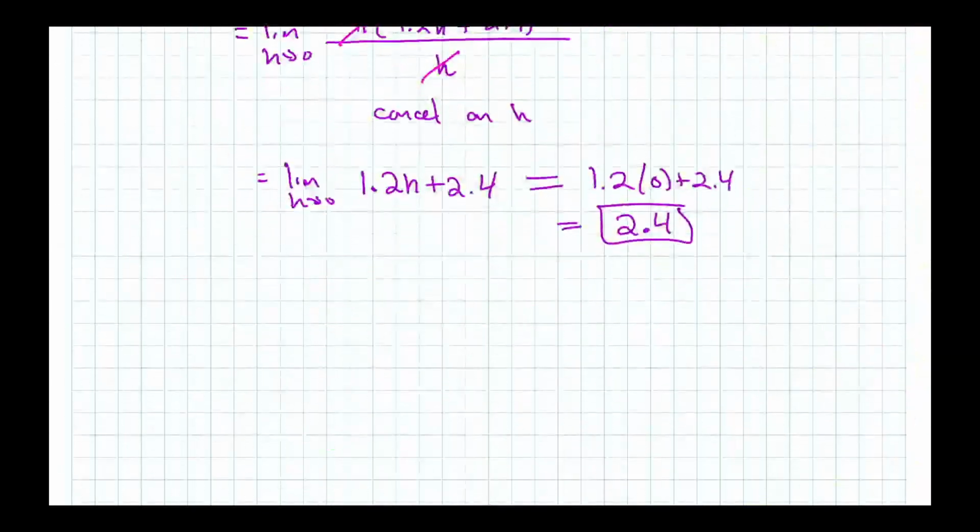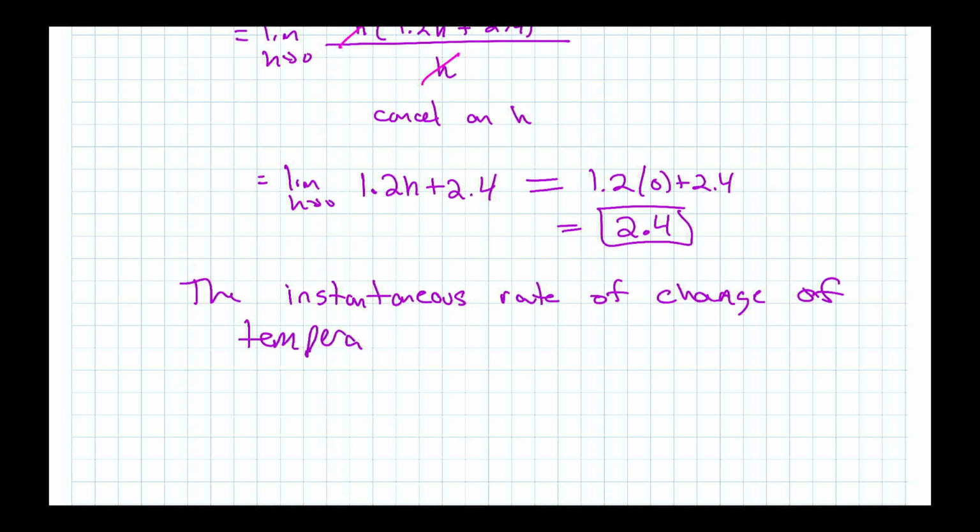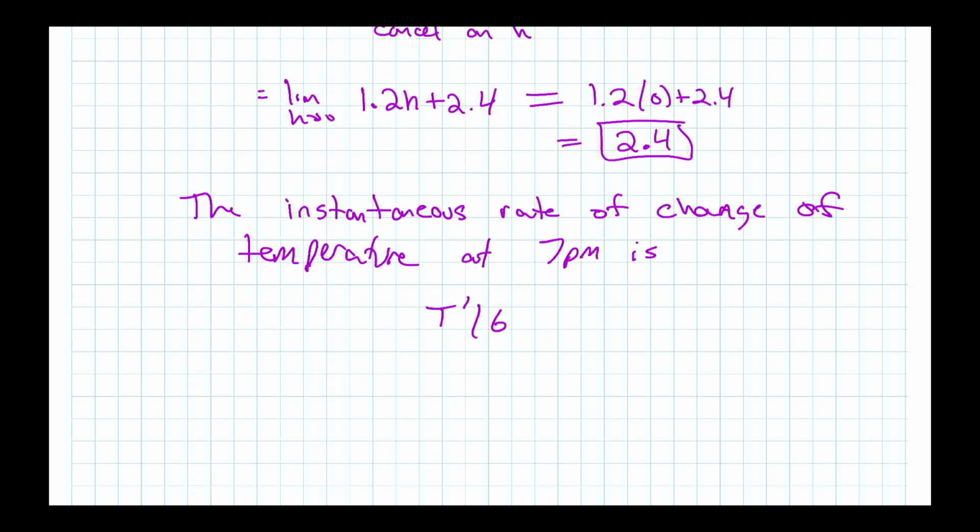So what's happening is that we interpret this answer as the instantaneous rate of change of temperature at 7 p.m. It was T prime of 6, because 6 corresponded to 7 p.m., and it is 2.4, and the units were degrees Fahrenheit in the numerator, and the time was being measured in hours. So degrees Fahrenheit per hour. So 2.4 degrees Fahrenheit per hour.